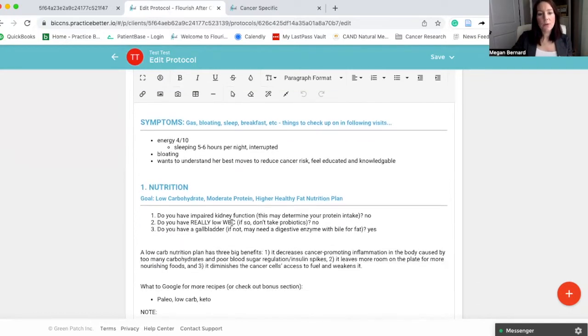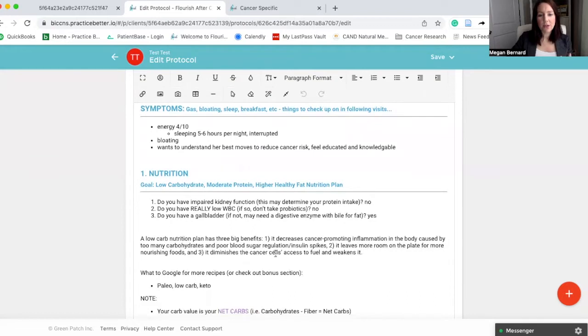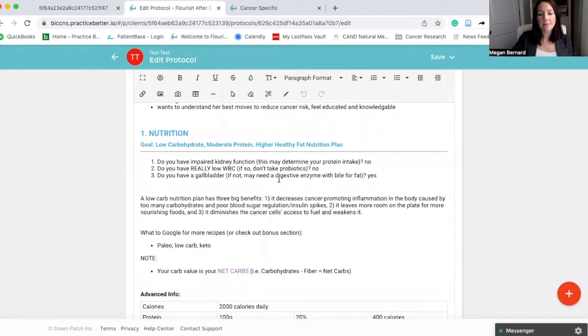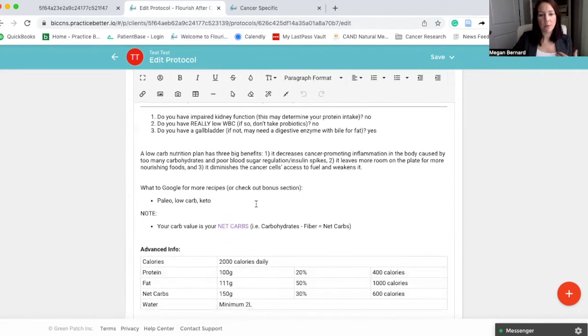We will also go through any nutrition recommendations for you. We ask these initial questions just because they may determine how we set up your nutrition. So for instance, if you had impaired kidney function, that would determine how much protein we give you, because we don't want to give you too much protein with impaired kidney function. If you didn't have a gallbladder, then we would make sure we don't give you a whole bunch of fat, like healthy fats, or we make sure that you're supported with a digestive enzyme with bile to help you break down those fats. So that's why these questions are important.